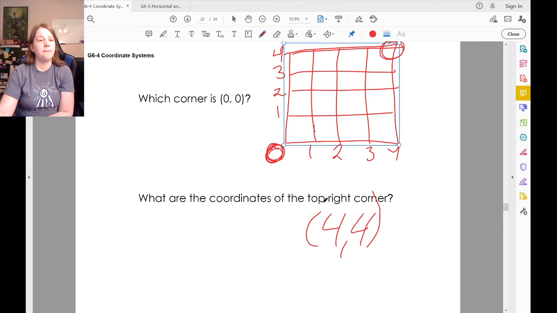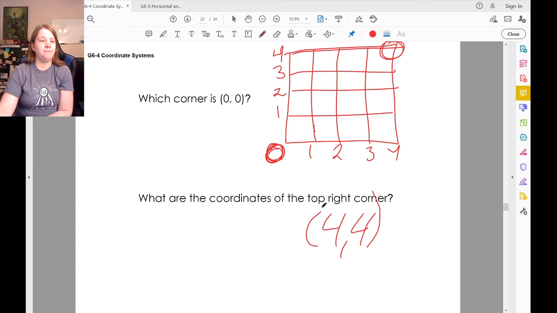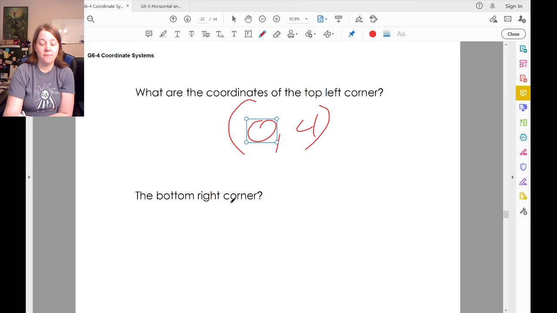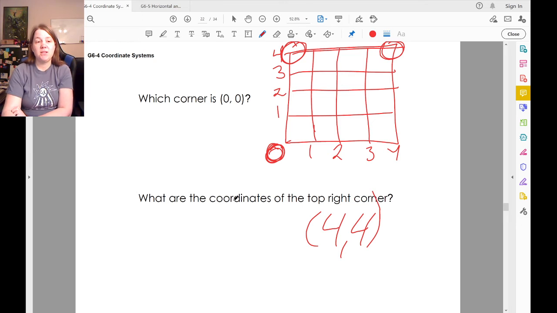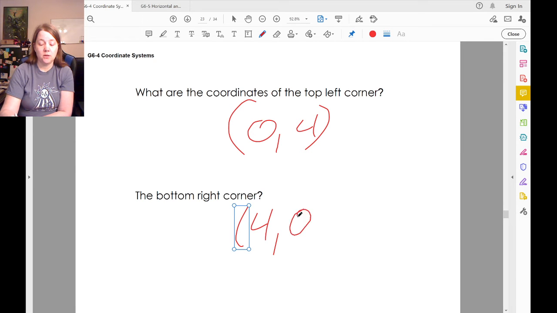And you can see how it lines up. What are the coordinates for the top left corner? The bottom right corner? The top left corner is going to be run 0, don't go anywhere, jump 4. So that's going to be 0, 4. The bottom right corner is going to be the opposite. It's going to be run 4, jump nowhere, don't jump at all. So that's going to be 4, 0. Notice the difference in these 2 points. The order that you put points makes a difference.